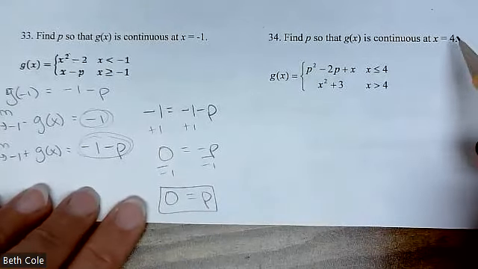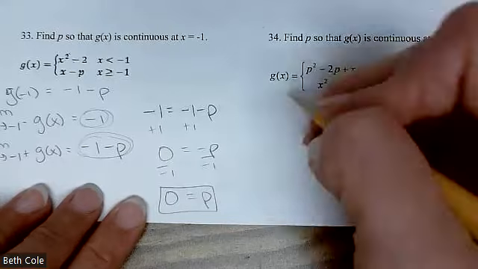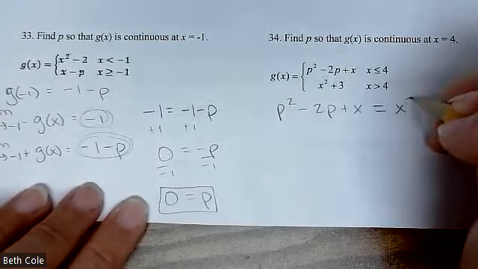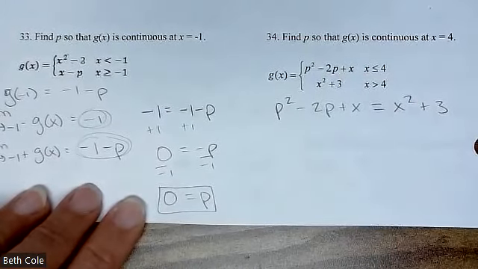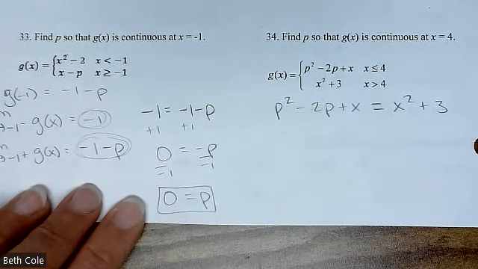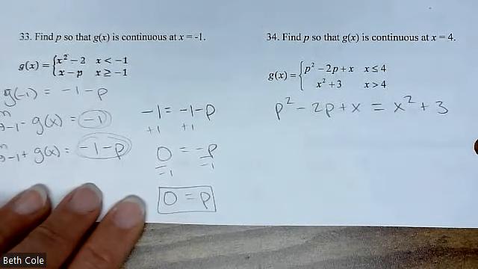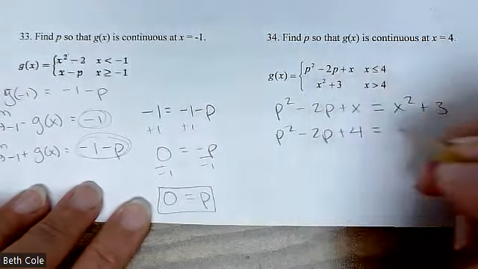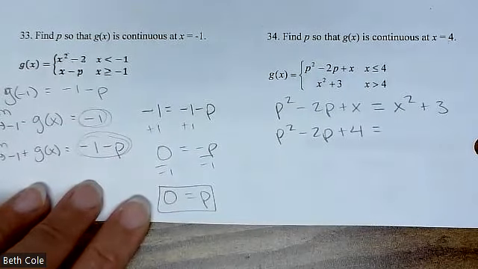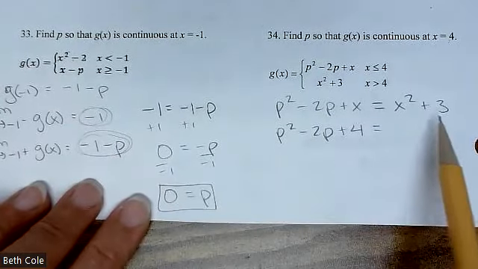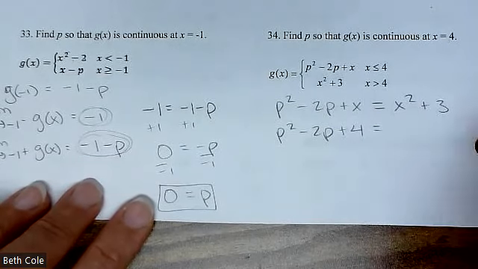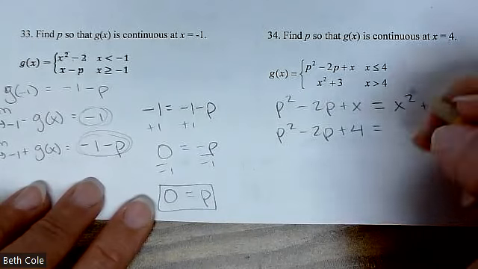We want to make the function continuous at 4. So you're going to take the first piece of this, p squared minus 2p plus x, set it equal to the other piece of the function. So you're just setting them equal. And then you're going to plug in 4 for x. So everywhere there's an x, you're going to put a 4. So what would that actually give you on the right side if you plug in 4? 16. And then plus 3 will be 19.